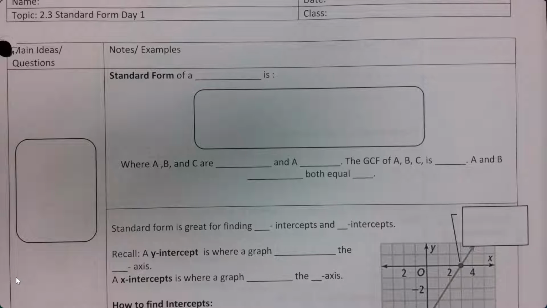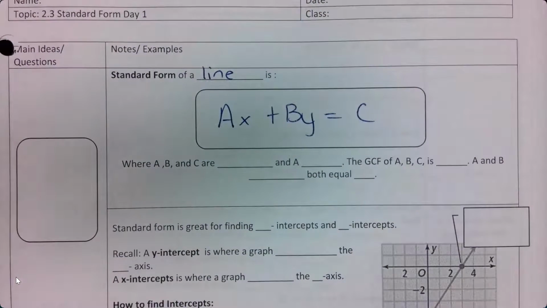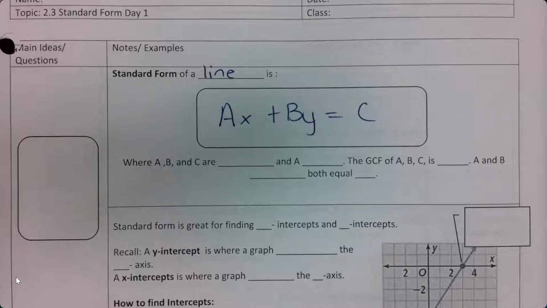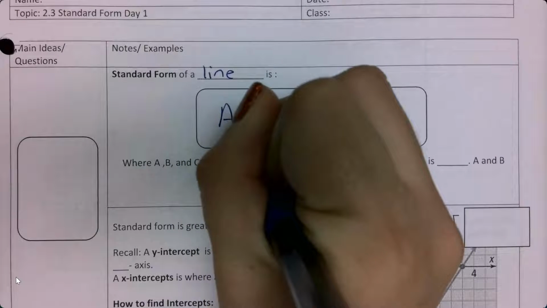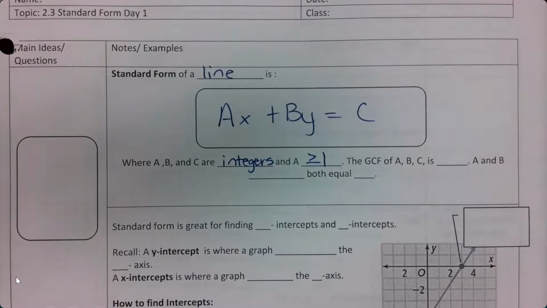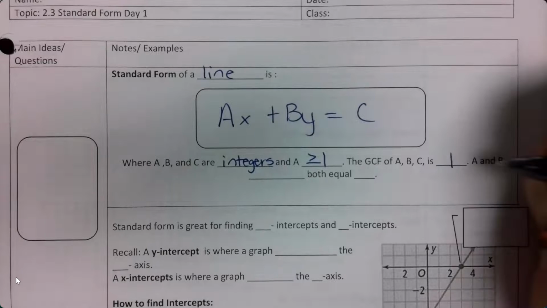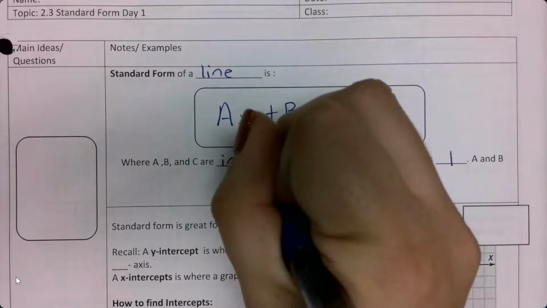Okay, so today we are going on to standard form. So standard form of a line is in the form ax plus by equals c. Okay, so a, b, and c are integers. A is greater than or equal to 1. The GCF of these three letters is 1. That means that they have nothing in common. And then A and B cannot both equal 0.